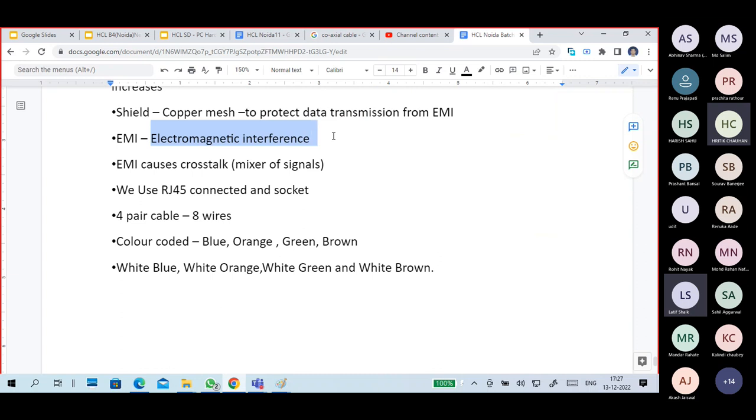What is electromagnetic interference? You know, you are getting mobile signals and everything. These are not in a guided medium, they spread over the air. So it contains electrical and magnetic signals. It causes crosstalk. Crosstalk means a mixture of signals.